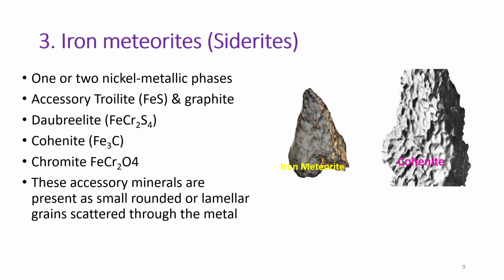Coming to the iron meteorites, third category, also known as Siderites. So one or two nickel iron metallic phases and accessory troilite, that is iron sulfide, and graphite. And they also consist of Daubreelite, FeCr2S4. Daubreelite is a rare sulfide mineral and it crystallizes in the cubic system and typically forms black platy aggregates. The mineral is a member of the linnaeite subgroup within the larger spinel supergroup, and it was named in honor of Gabriel Auguste Daubrée, a French mineralogist and geologist. And there are accessory minerals present in iron meteorites as small rounded or lamellar grains scattered throughout the metal.